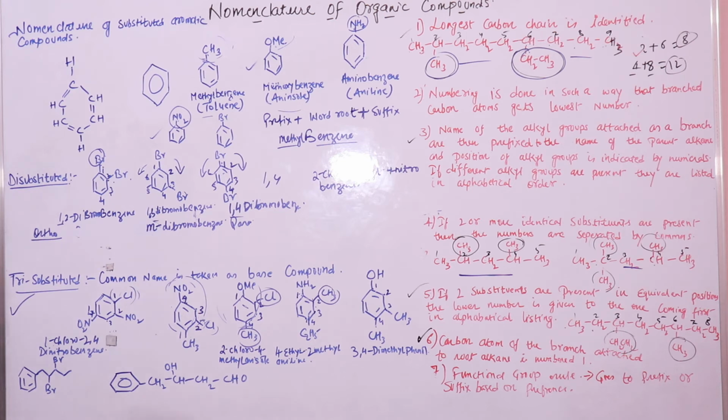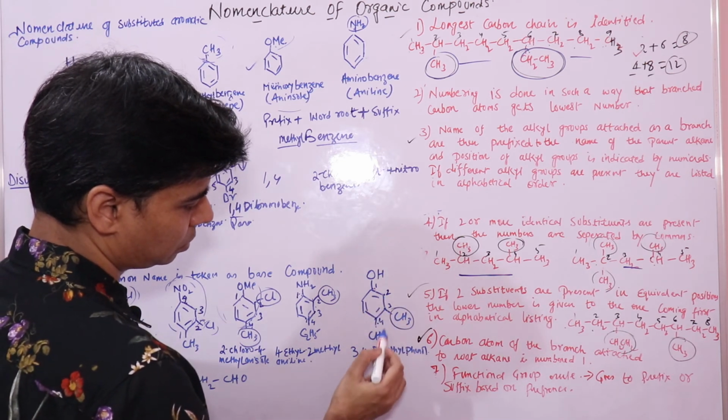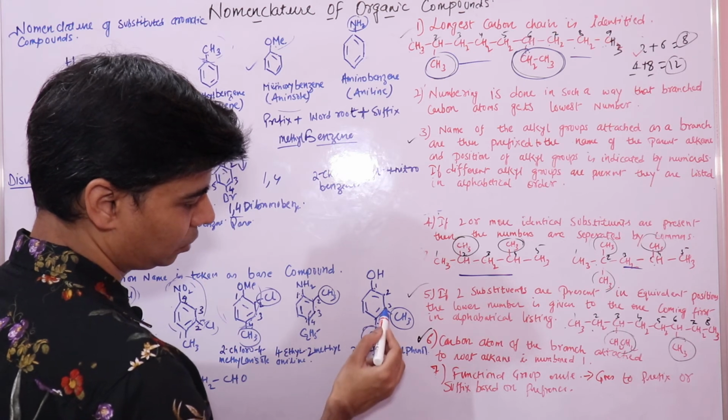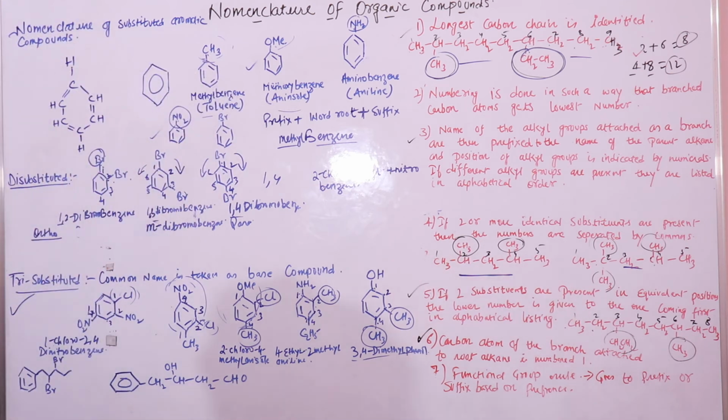So the name of this compound would be 3,4-dimethyl phenol, right. 1 2 3 4. These are methyl groups at 3 and 4, so this would be 3,4-dimethyl phenol, right.